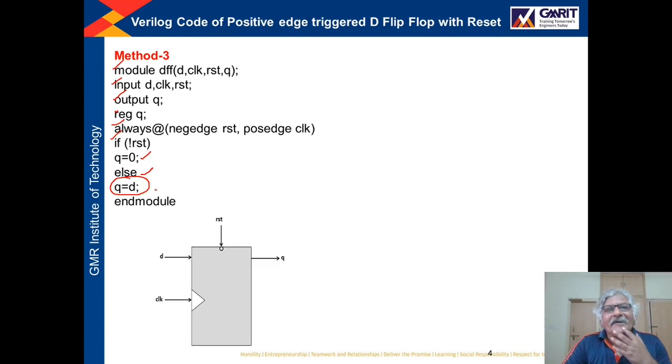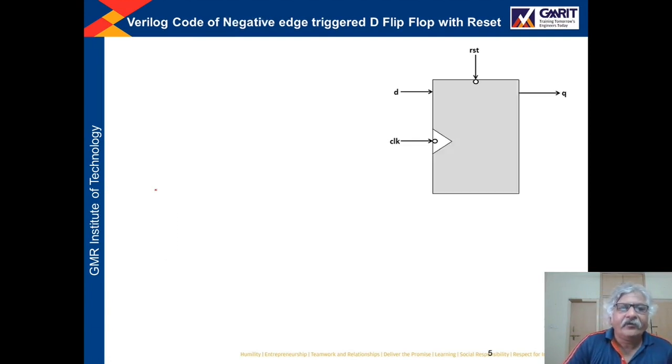Okay, so this is about the positive edge triggered flip-flop. Now the Verilog code of negative edge triggered D flip-flop with reset. So here you can see this bubble. This bubble indicates this flip-flop is a negative edge triggered flip-flop. This means if you apply this type of clock, this is a clock signal, then this edge is a negative edge of the clock. This edge, so this edge and this edge.